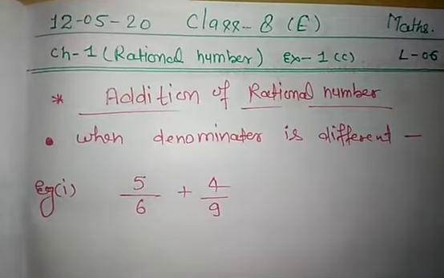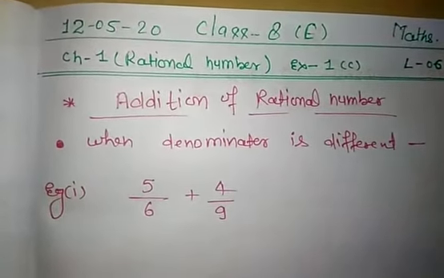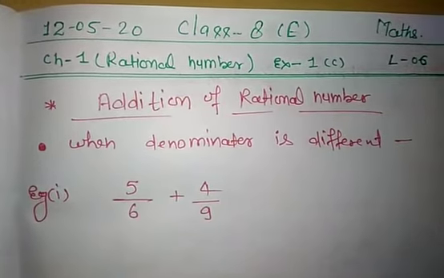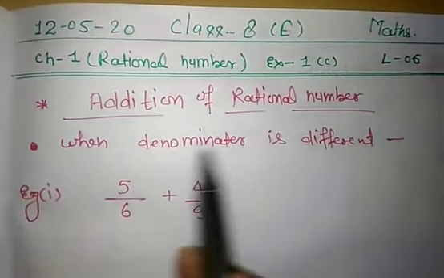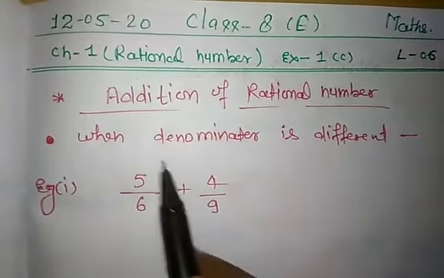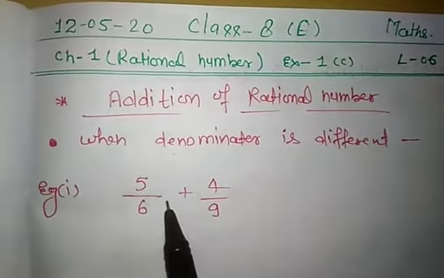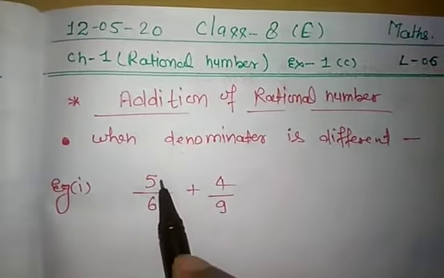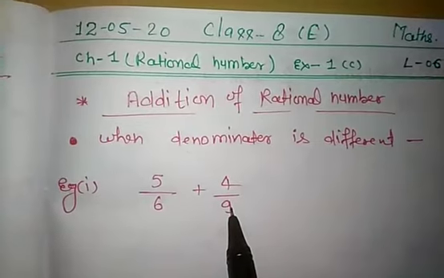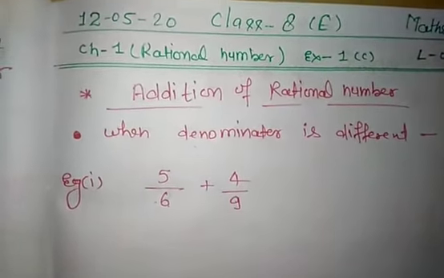Now let's begin our topic: addition of rational numbers. In the previous class we studied addition of rational numbers when the denominator is the same. But in this class we will study when the denominator is different. Such as the example 5 by 6 plus 4 by 9. These are different denominators. So how can we solve?